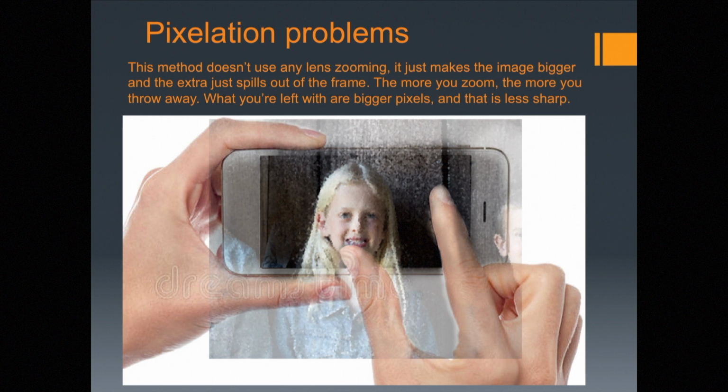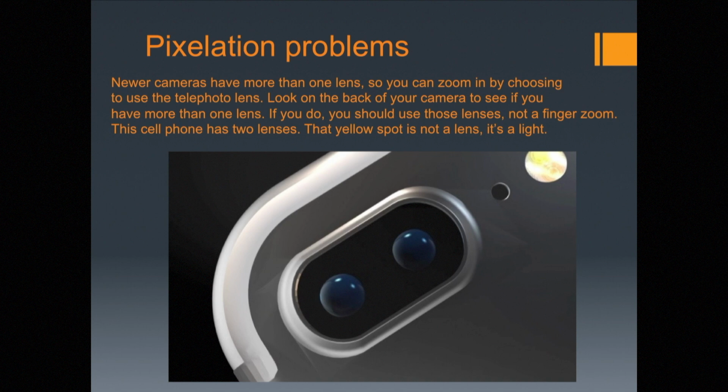Now, newer cameras have more than one lens, so you can zoom in by choosing to use the telephoto lens. Look on the back of your camera to see if you have more than one lens. If you do, you should use those lenses, not a finger zoom. This cell phone has two lenses, and that yellow spot is not a lens. That's actually a flash, an LED light.